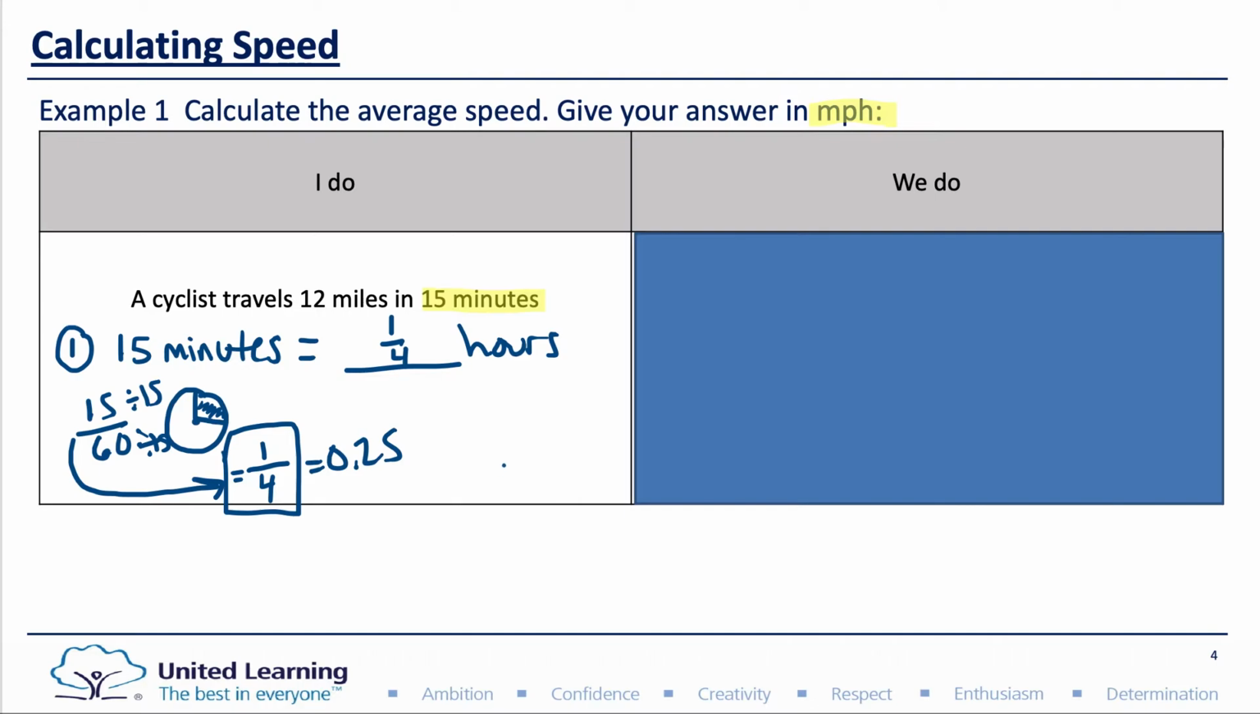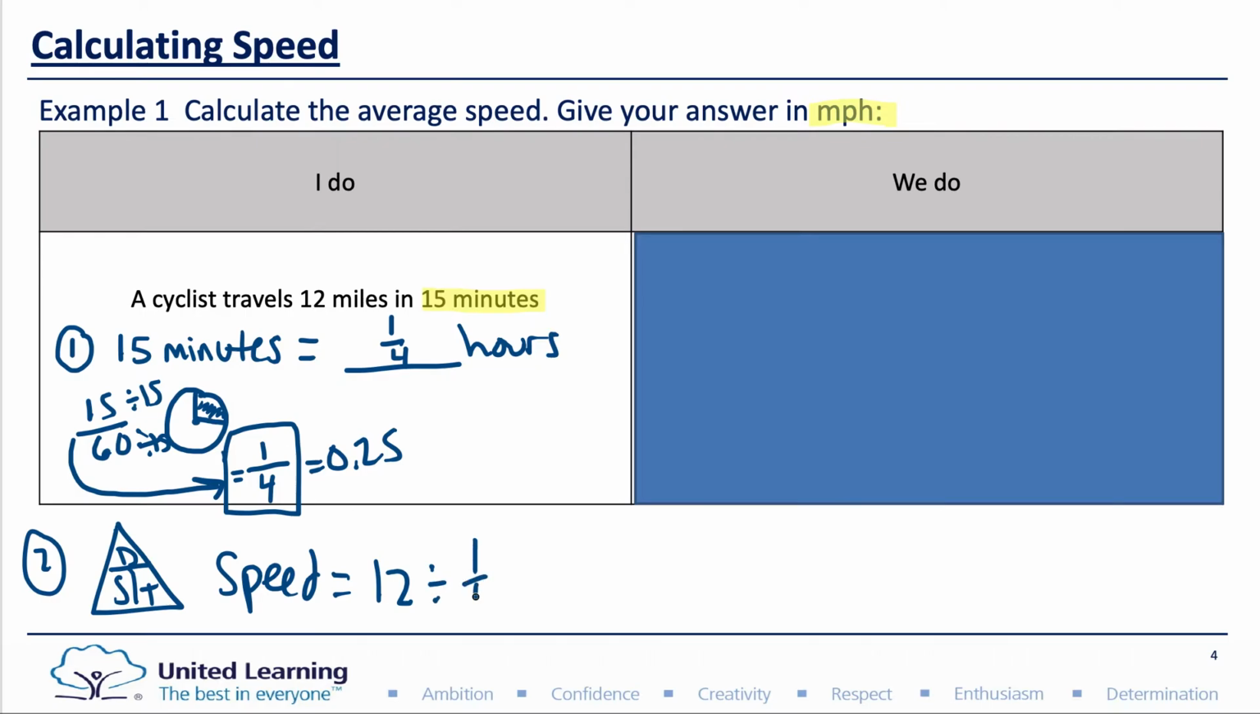All right, let's go to the number 2. So our speed is distance divided by time. It looks like we've been given distance and time. So again, we're using division. So speed equals 12 divided by 1/4.